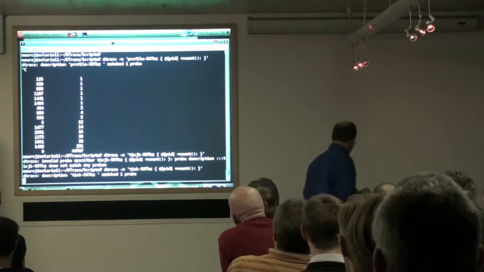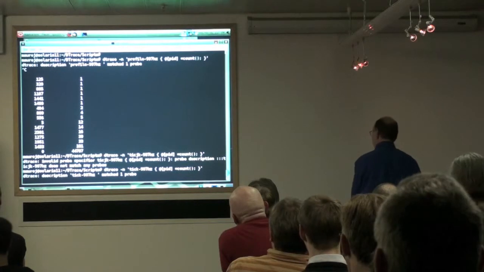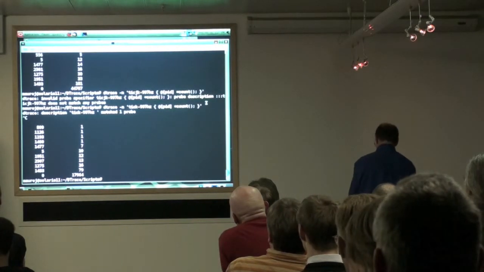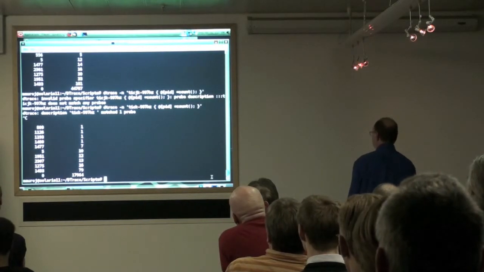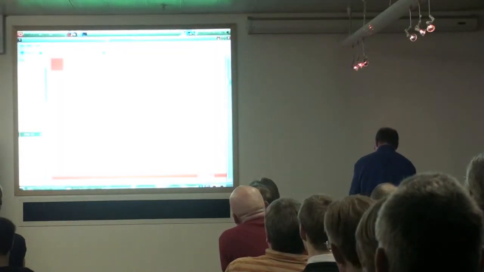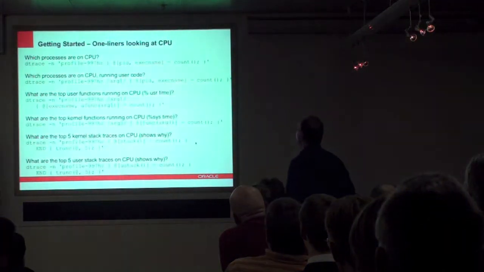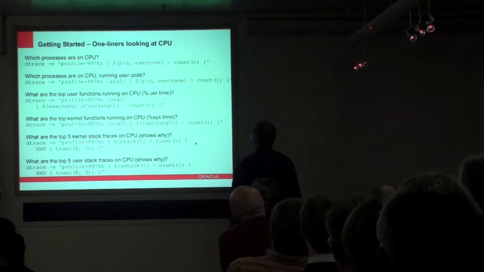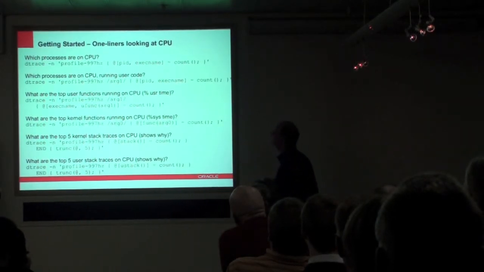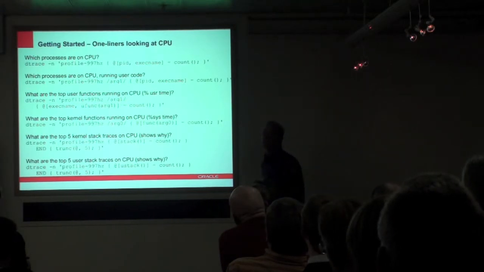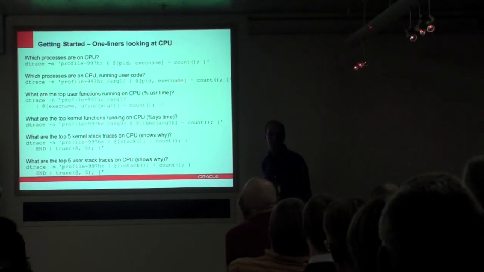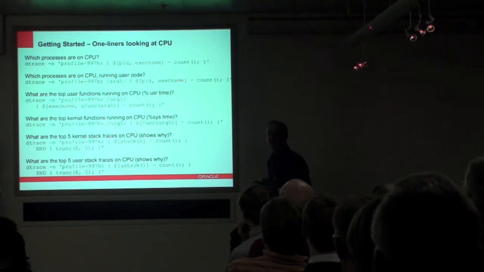Now, going back to the slides, there's a variety of interesting things you can do when you're doing time-based data collection. Anybody know why I'm using a number like 997 hertz, by the way? Because it is kind of an odd number, right?